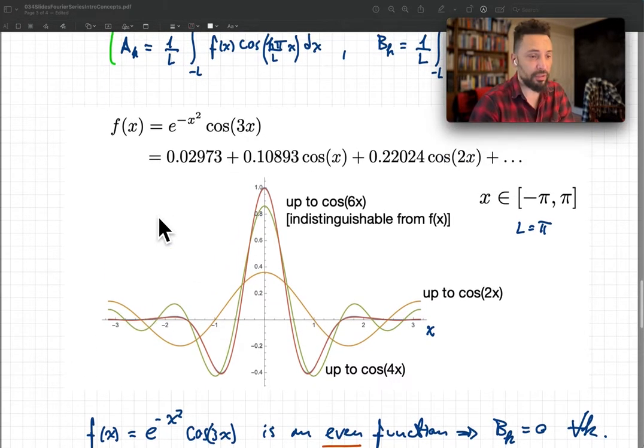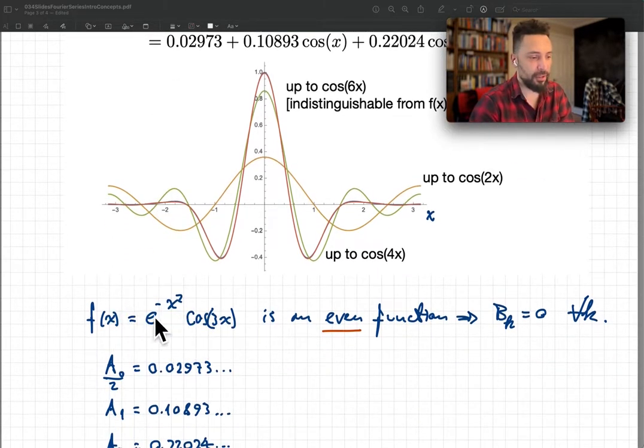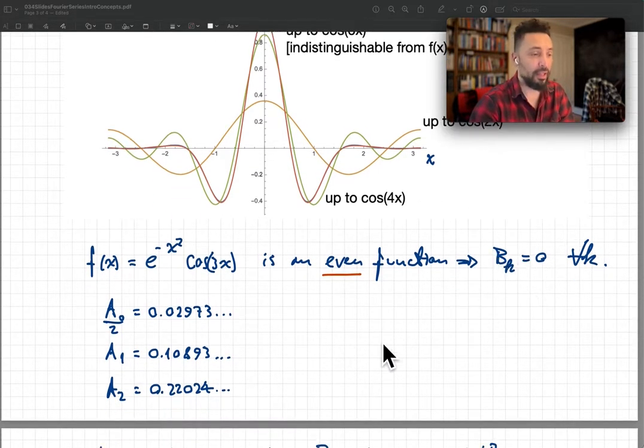You also notice here that there's no sine of x, and this is because e to the minus x squared cosine 3x, our function, is an even function. And when your function is even, then all the bk's will be 0. And this is also true vice versa.